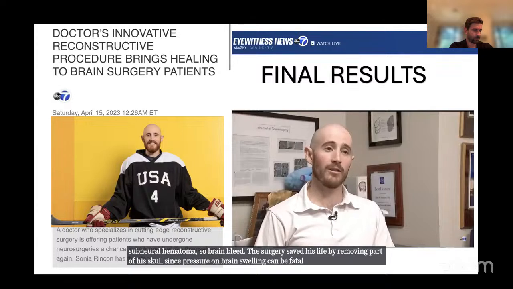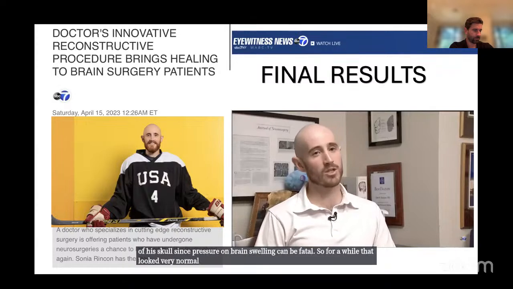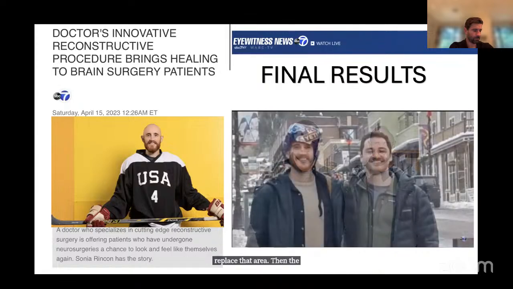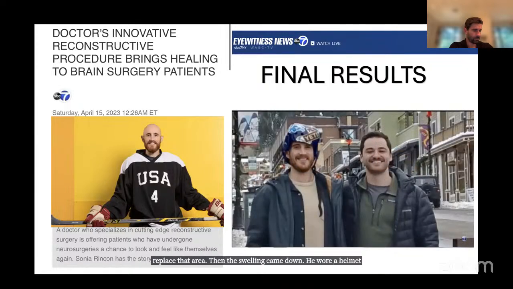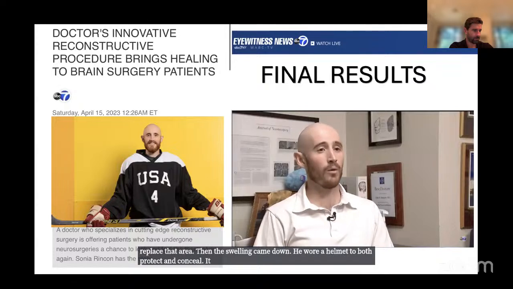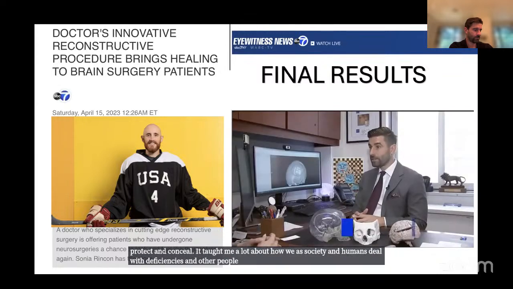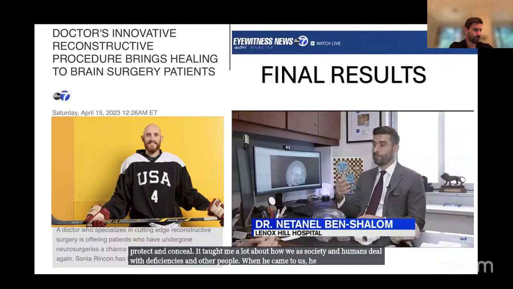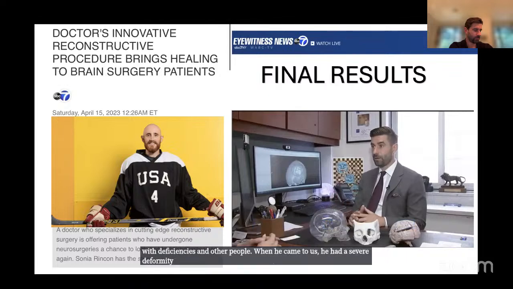So for a while, that looked very normal, right? My brain was swelling, so it replaced that area. Then the swelling came down. He wore a helmet to both protect and conceal. It taught me a lot about how we as society and humans deal with deficiencies in other people. When he came to us, he had a severe deformity and a dent in the side of his head.